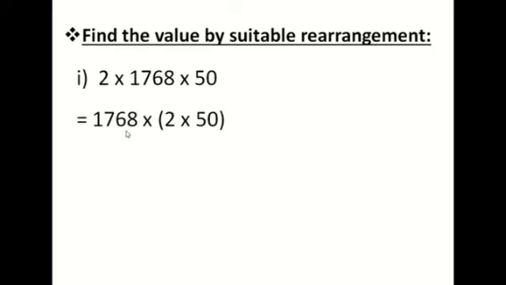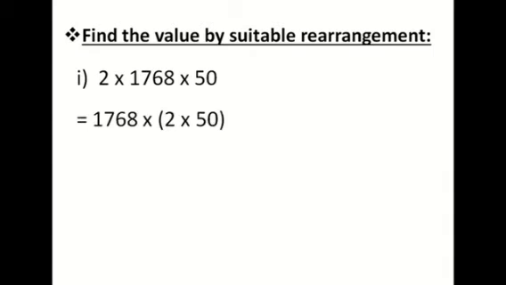Look at the heading here. Copy the question also. You have to find out the value by suitable rearrangement. The question is 2 into 1768 into 50. So rearrange them and then find out the product. I hope you can do. So take 2 and 50 together. So how will you write it? So 1768 into 2 into 50.